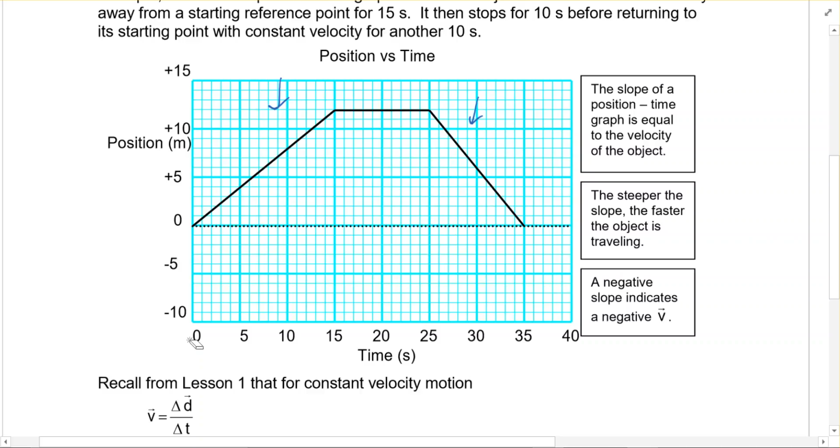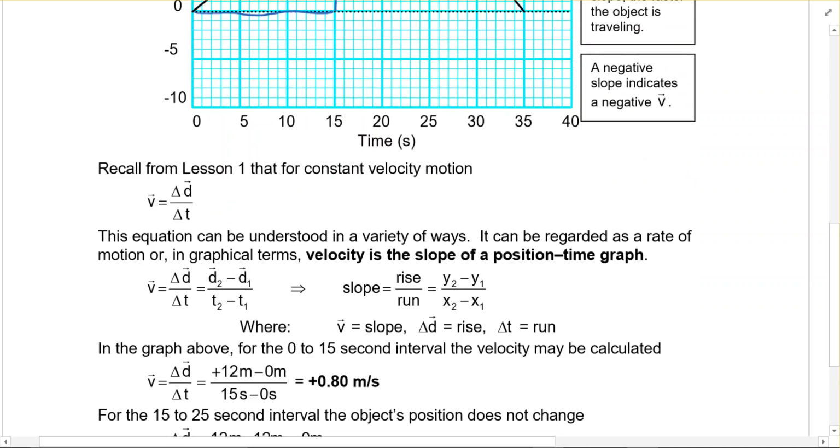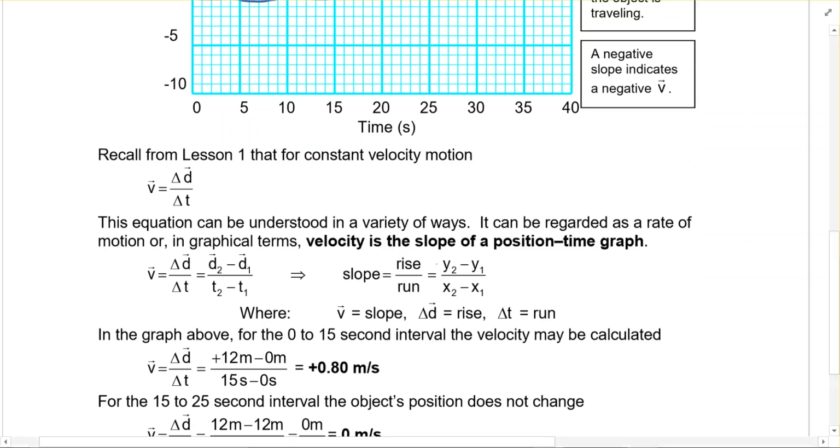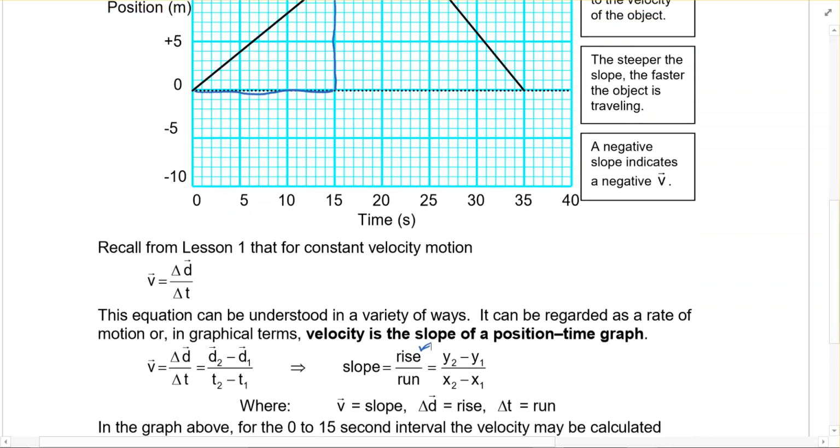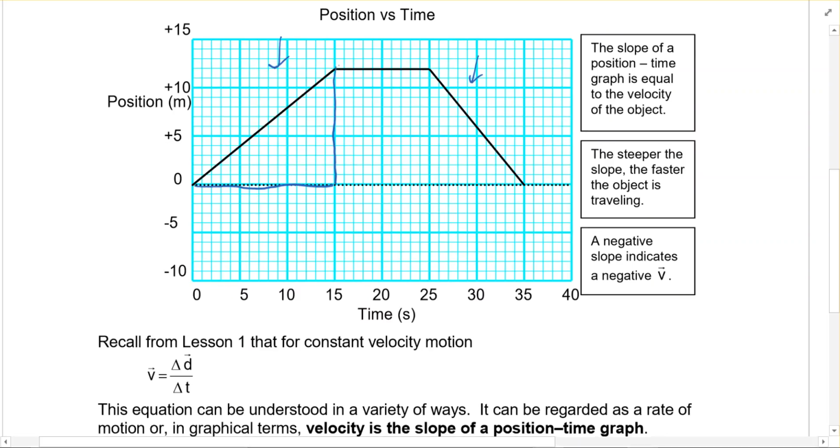The way that we figure out how fast, let's say, this first section was going, is we need to figure out the slope of this section. So remember slope, and I've got this written down here too, right? Slope is equal to rise over run. You can also think about that as (y2 minus y1) over (x2 minus x1). What that means is that if this was my point, I call that y2, this point y1.